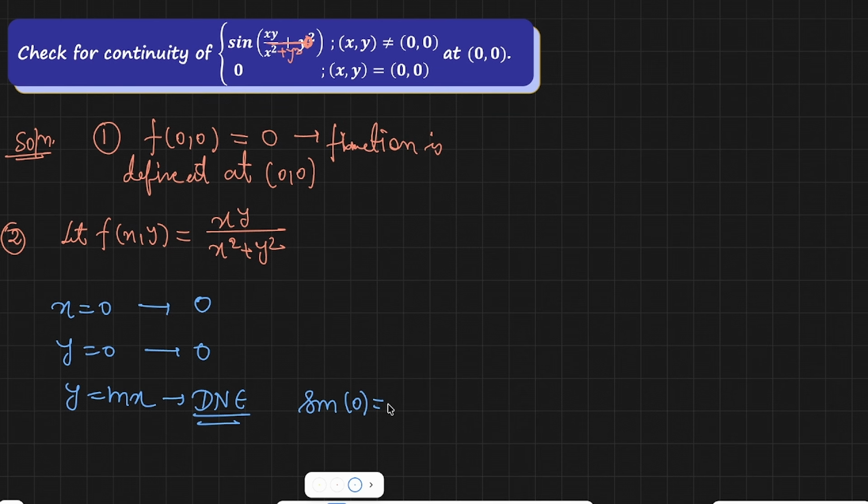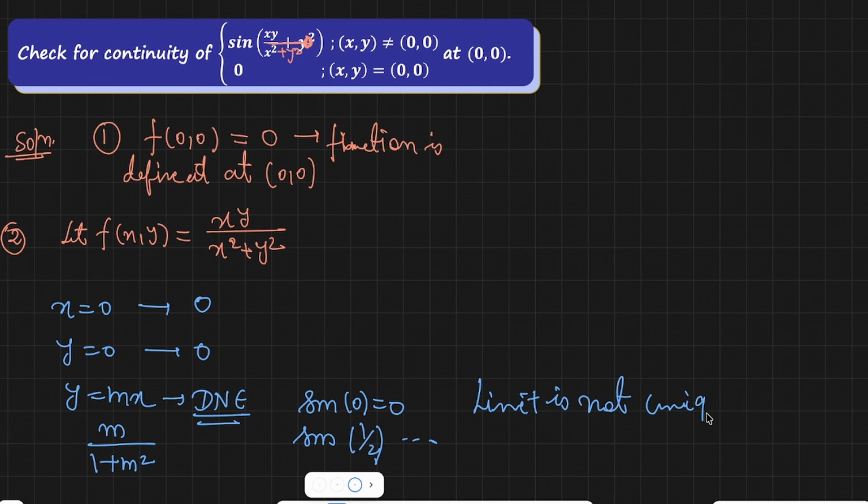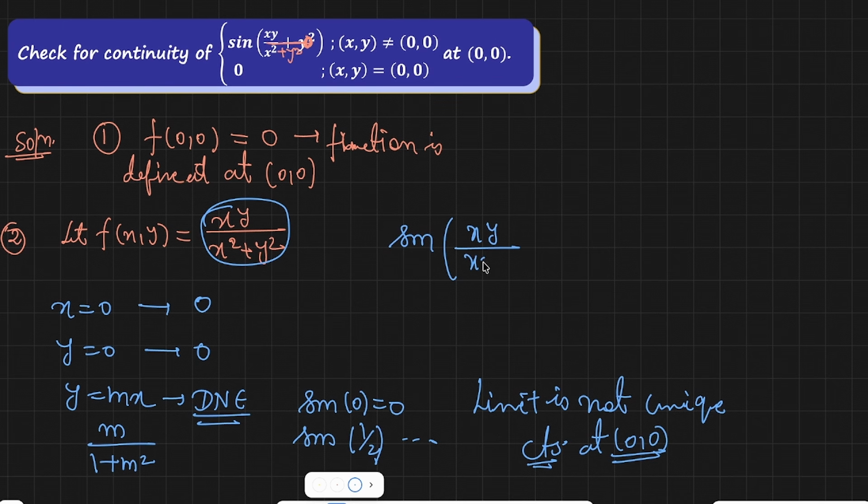So here the value is 0. Okay, but along the path it will be m upon 1 plus m square. So it will be 1 by 2 for m equals 1. Okay, this is something different. Then again, the limit is not unique. If the limit is not unique, then this function is not continuous at 0 comma 0. So if this limit does not exist, then of course the limit of xy upon x square plus y square does not exist for this function.